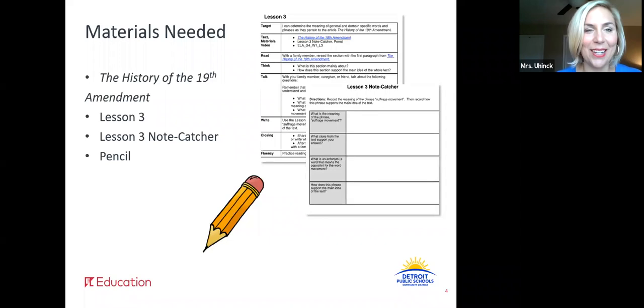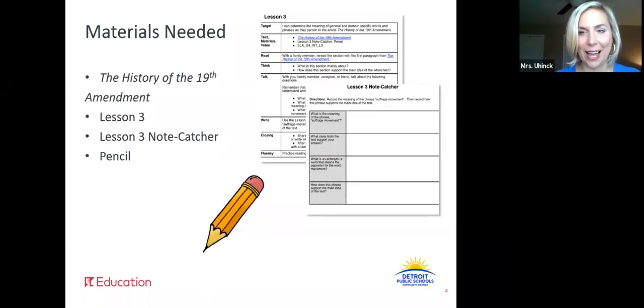All right, so let's next that we've been looking at this week, the history of the 19th Amendment. I want to remind you that if you need the text read aloud again, go back to the PowerPoint video, lesson 1, that will be read aloud. You're also going to need your lesson 3 lesson planner, your lesson 3 note catcher, and a sharpened pencil. Both the text, the lesson planner, and the note catcher are all in your packet. Go ahead and pause this video now and find those materials.